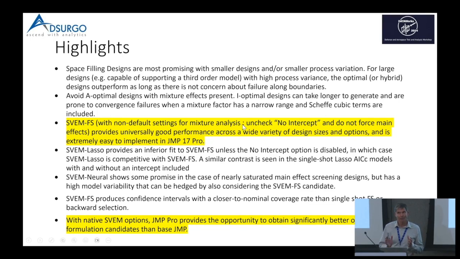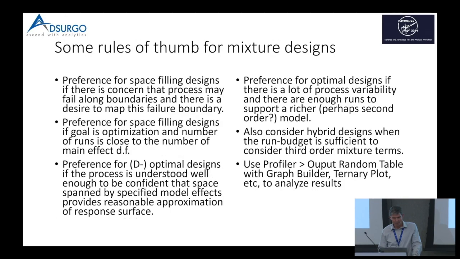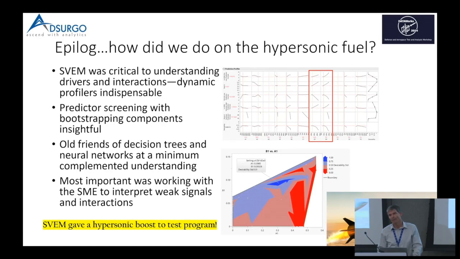And what's different about what we found out was that we need to uncheck the no intercept option. We can't actually run intercept models here. And we don't want to force all of the main effects. Those are the defaults. So let's see, some rules of thumb. We found that A-optimal designs in the mixture world don't really work too well. D-optimal is good. And we do like space filling designs in general when we're trying to find these optimal ones.